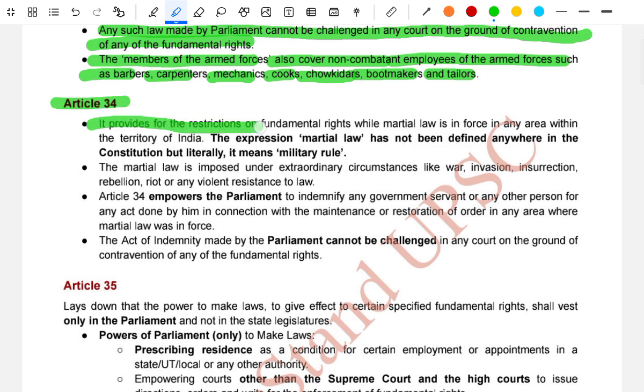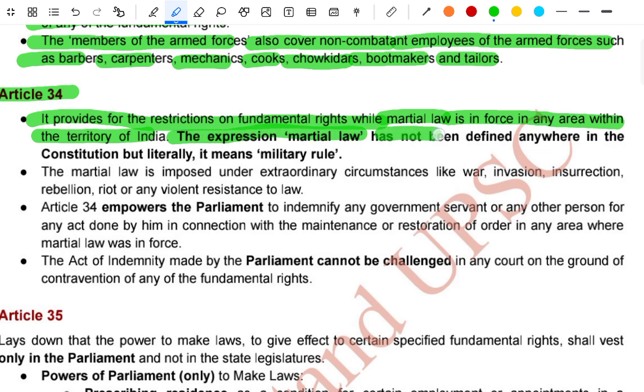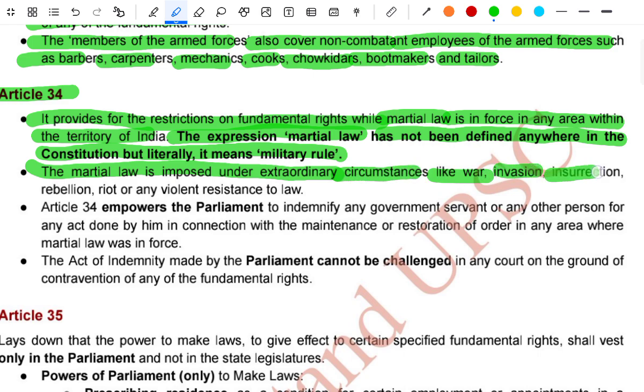Article 34 provides for the restriction of fundamental rights while martial law is in force in any area within the territory of India. The expression martial law has not been defined anywhere in the Constitution, but literally it means military rule. Martial law is imposed under extraordinary circumstances like war, invasion, insurrection, and rebellion, or any violent breach of the law.